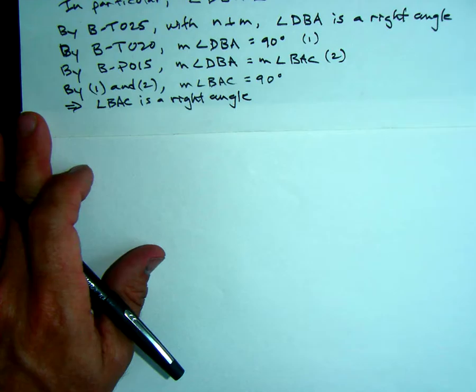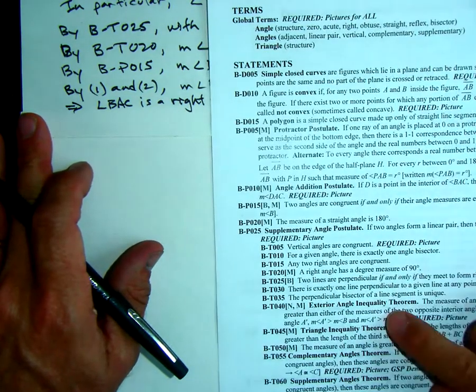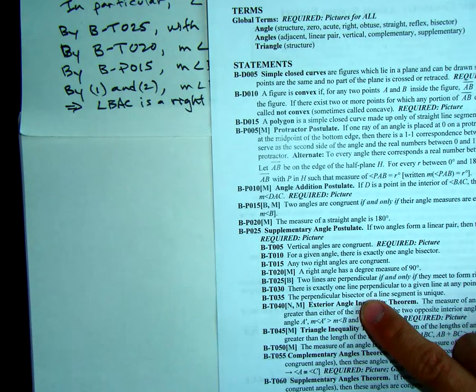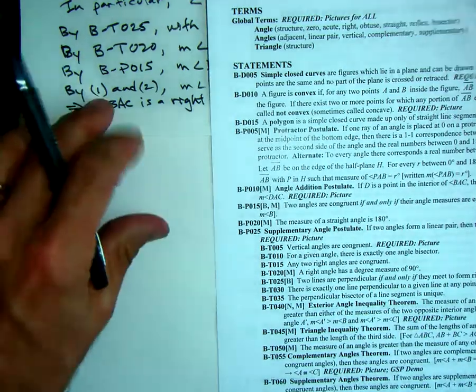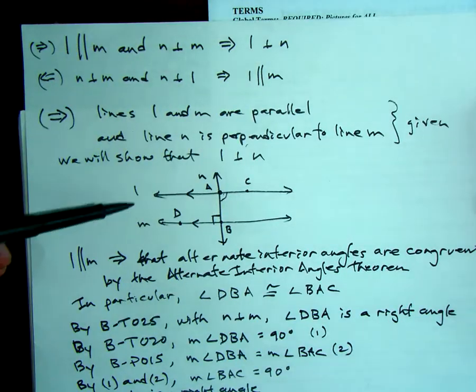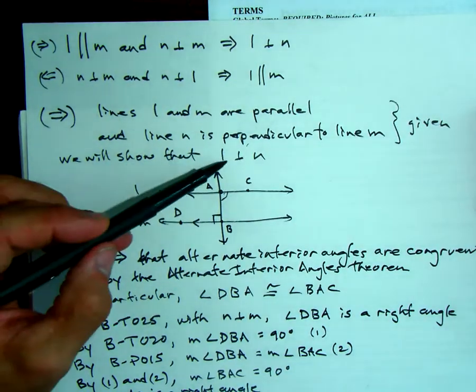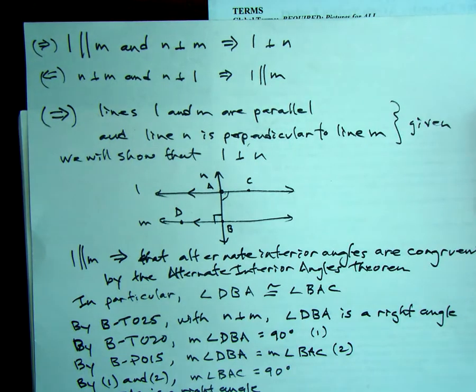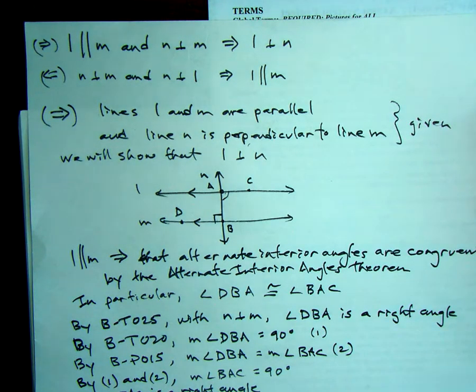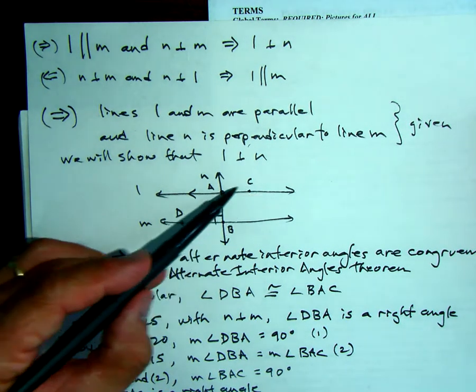So we know here that we want to go back to perpendicular lines. Ultimately, we would like to show that L is perpendicular to N. We kind of have it here. We just need to be able to cite something that says if this angle here is a right angle, then those are perpendicular. So let's go back and see what we have available to us.